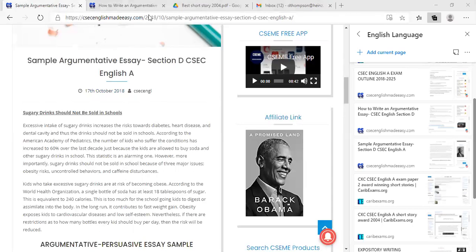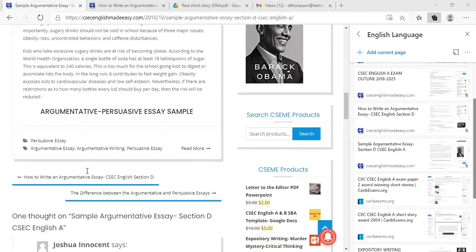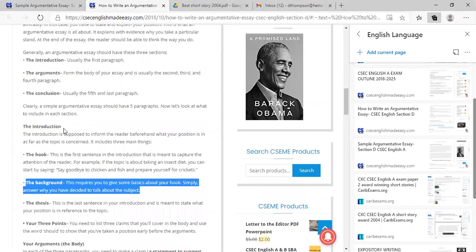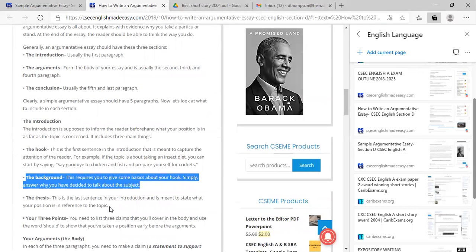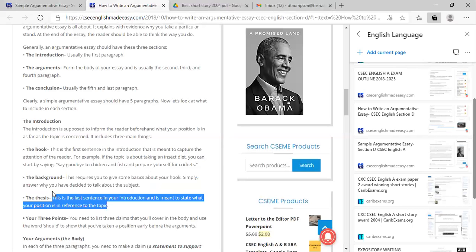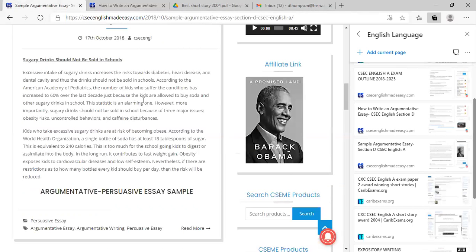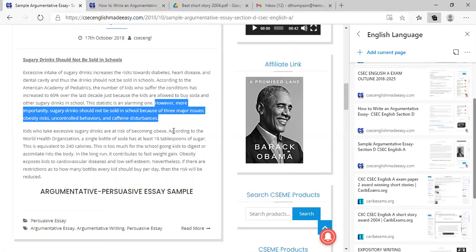Now the last part of the introduction is your thesis statement. It's the last sentence, and it's going to take less than a minute because you've done the hook and the background. You write one sentence that tells me the three points you're going to talk about in your body. Let me give you an example: more importantly, sugary drinks should not be sold in schools because of three major issues: obesity risks, uncontrolled behaviors, and caffeine disturbances. So this is our thesis statement.